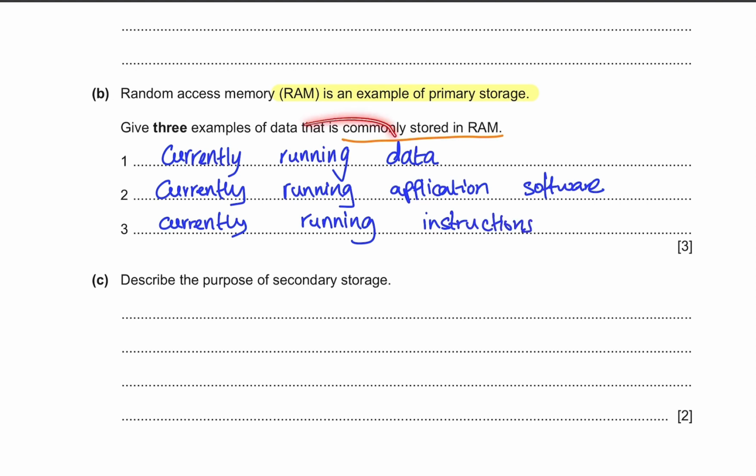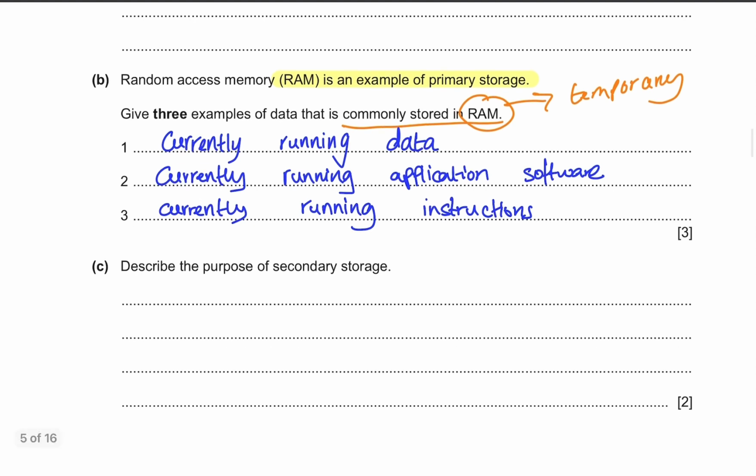All the data which is being currently run on the computer system, all of them are temporary because RAM is temporary storage. We all know that RAM is temporary storage.